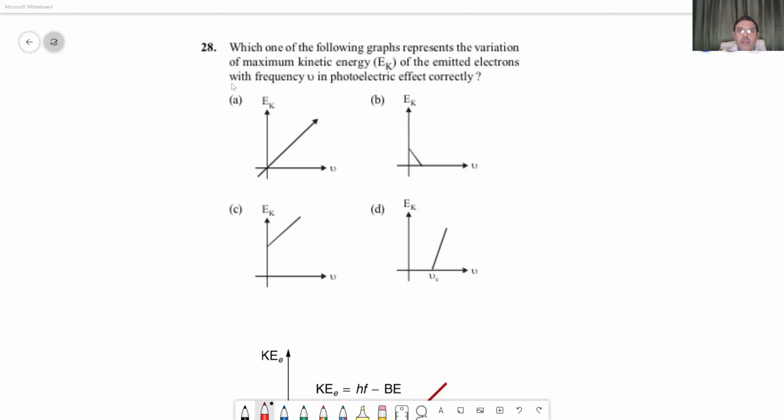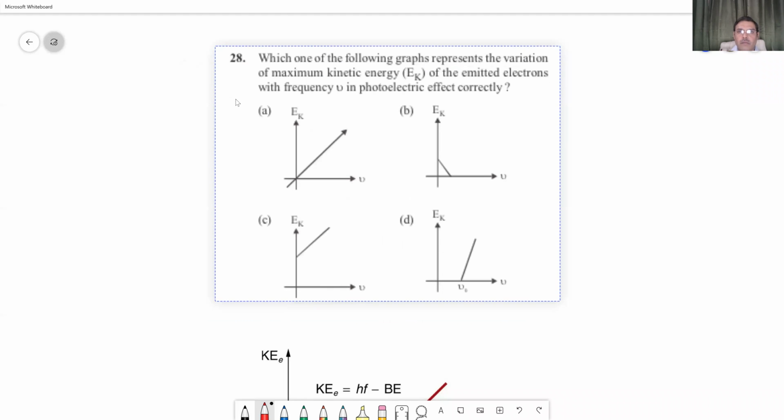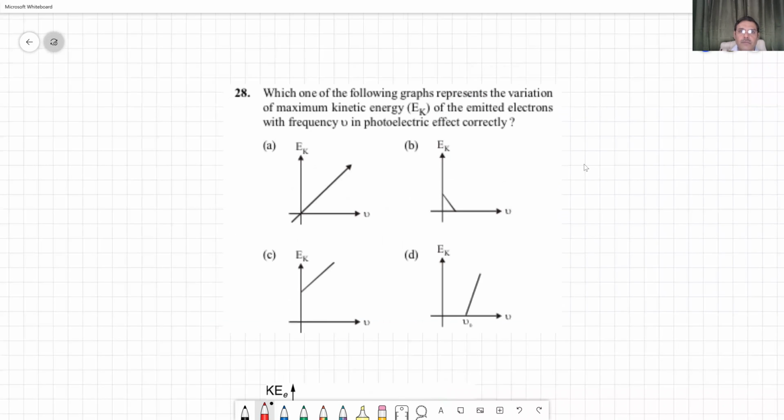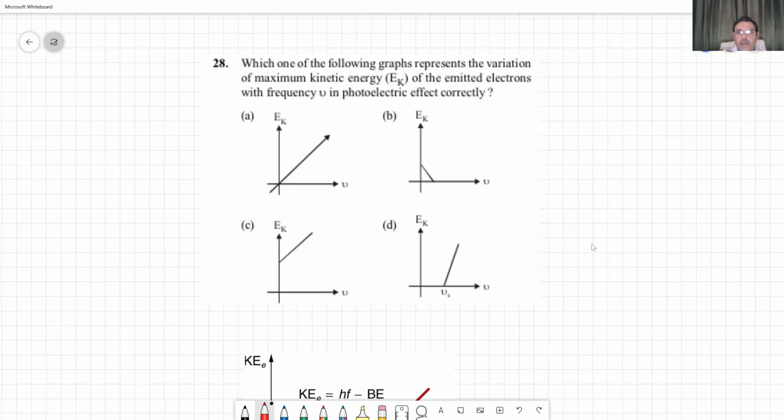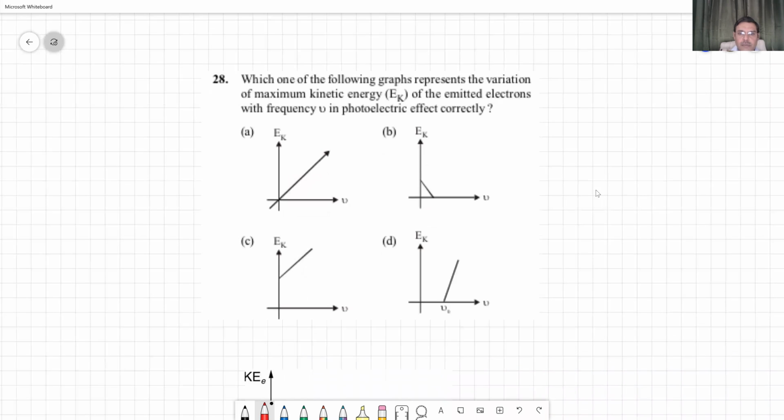Hello. So the question says, which of the following graphs represents the variation of maximum kinetic energy of the emitted electrons with frequency V in the photoelectric effect correctly. So let's try to understand the question, the photoelectric effect, in a little more detail.